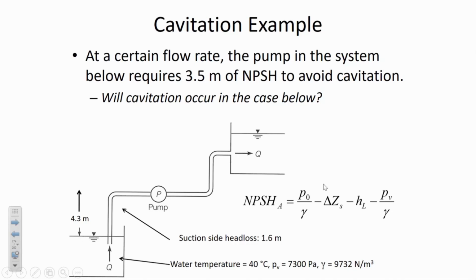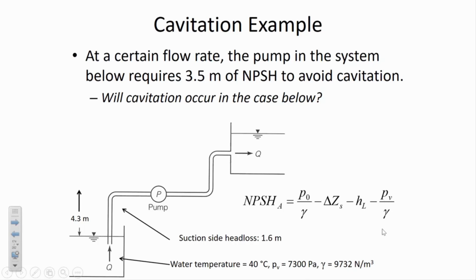And so the delta ZS is the elevation difference from the water to the physical location of the pump. This head loss term is just the head losses that occur on the suction side. Even though there are head losses after the pump, they don't do anything about the risk of cavitation. So it's just the suction side losses that go into the formula here.